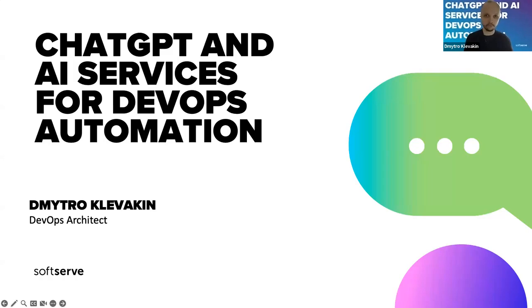I've prepared for you a small presentation, a little bit of demo for all of these things. So the topic of our presentation for today is ChatGPT, but not only, and AI services for the DevOps automation. I think that topic might be useful for the developers as well, because we're just touching the tools, the services, this kind of context that might be useful in different areas, so no problem.